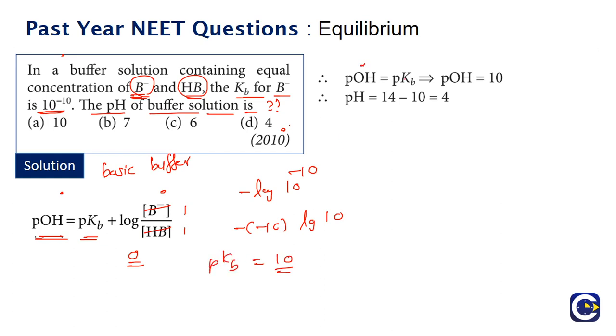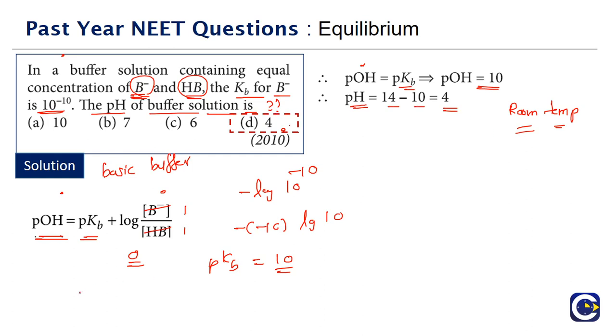So pOH will be equal to pKb, which means pOH will be simply 10. Because they are asking us the pH, assuming we have room temperature conditions, pH will be 14 minus pOH, which is 14 minus 10, which will be equal to 4. The correct answer for this is option B.